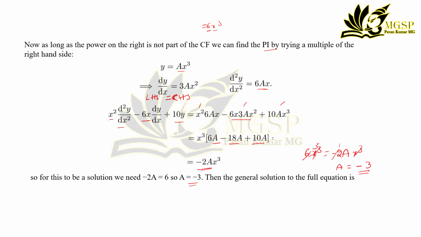The general solution of this full equation is y is equal to c1 x power 5 plus c2 x square minus 3 x cube, because here consider the x cube.